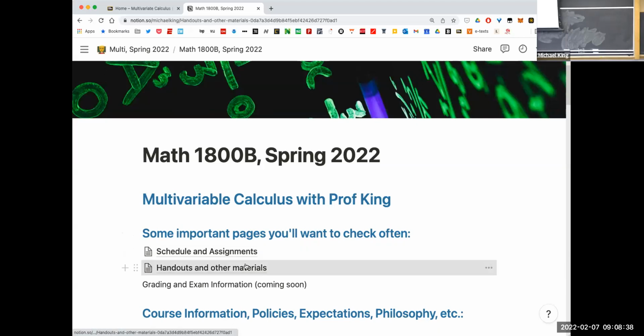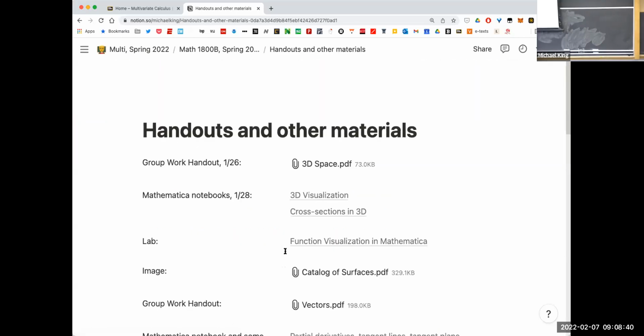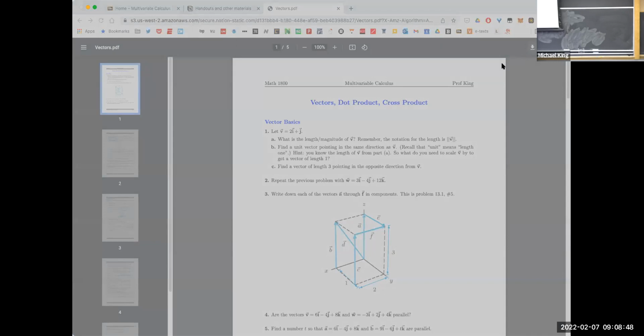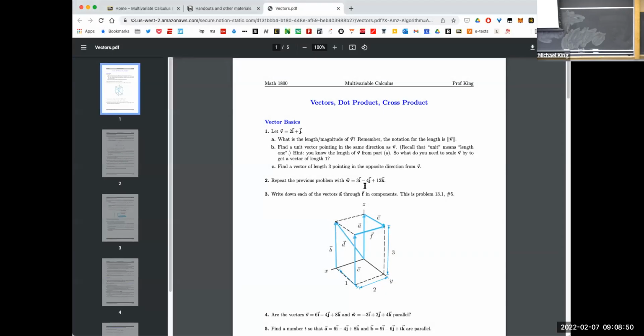All right, let me share screen real fast. There's that vector handout. That's still right here, and that's what we're gonna use. You started looking at it on Friday, right? Switch the share up. Switch to the actual. Right.